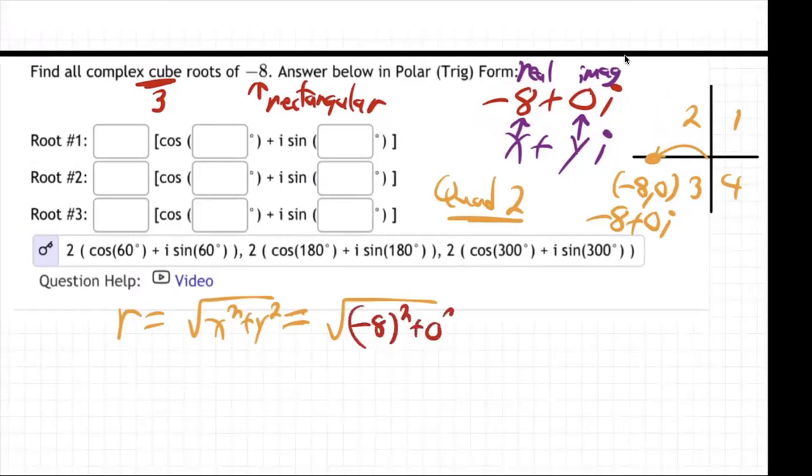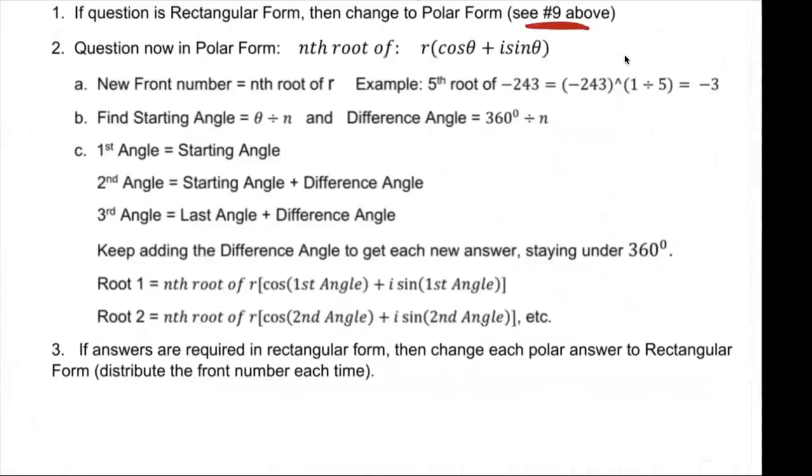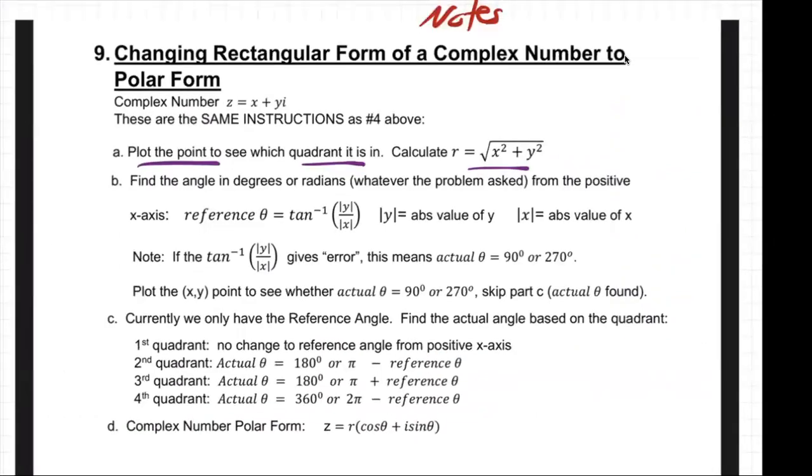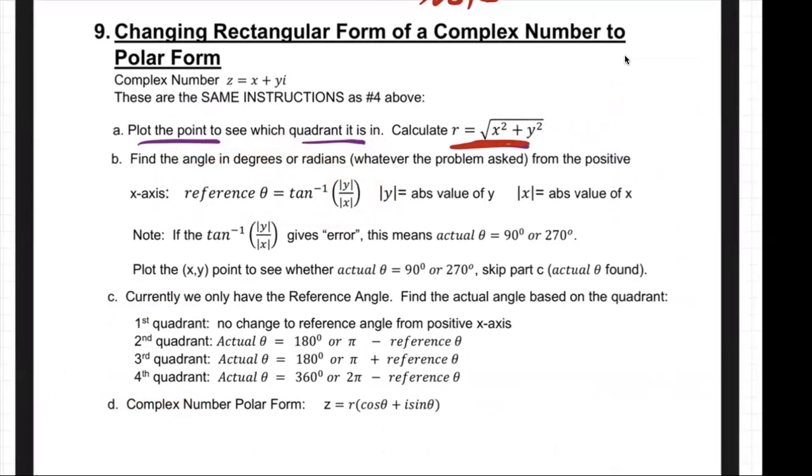So that's going to be -8 squared plus 0 squared. So that's the square root of 64 plus 0. Square root of 64, 8. So r is 8. That's step 1 up here. Calculate r. We did that. So we plotted the point, found which quadrant, calculated r. Find the angle. How do you find the angle? Inverse tangent, absolute value y over x, and then adjust for the quadrant. So I go, okay, to find the angle.